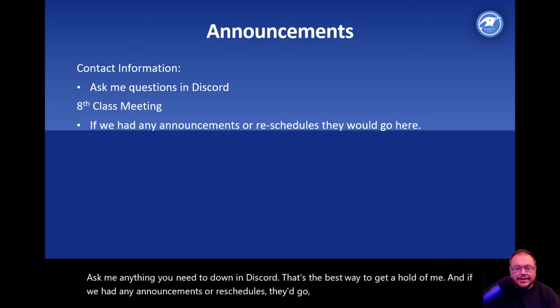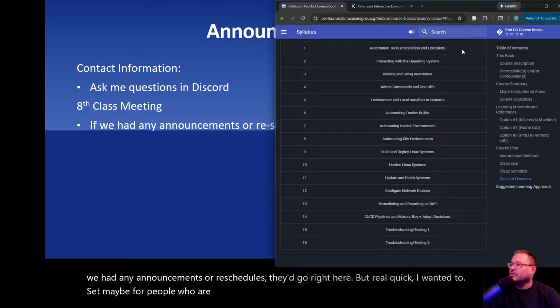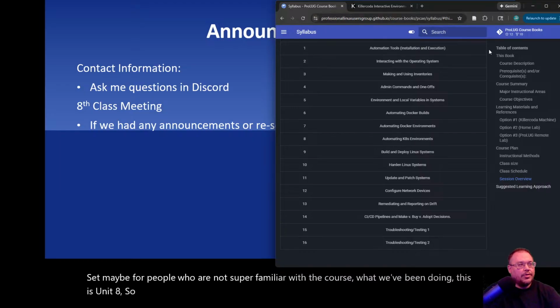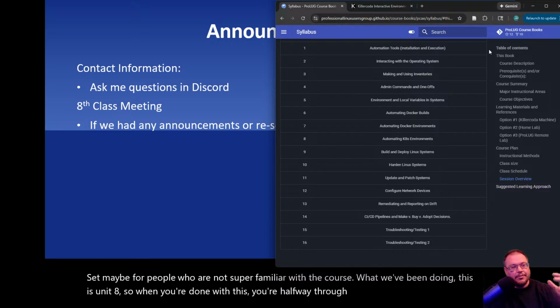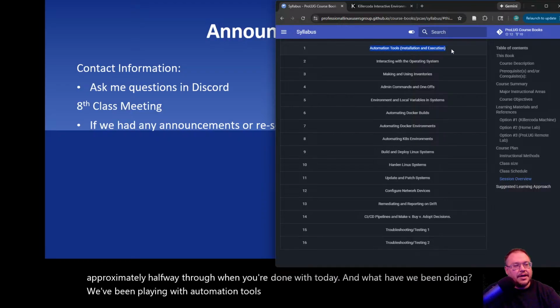But real quick, I wanted to level set, maybe for people who are not super familiar with the course, what we've been doing. This is Unit 8, so when you're done with this, you're approximately halfway through the course. And what have we been doing? We've been playing with automation tools, specifically around Bash and Python, and heavily Ansible. Ansible's like our main tool.